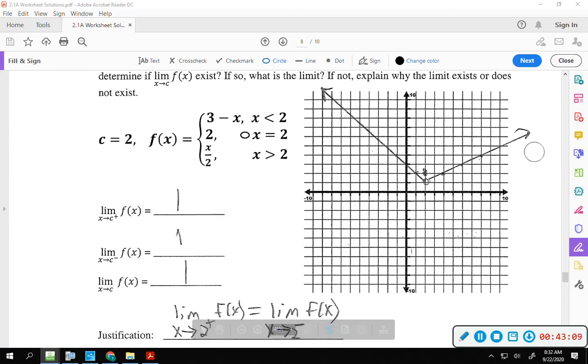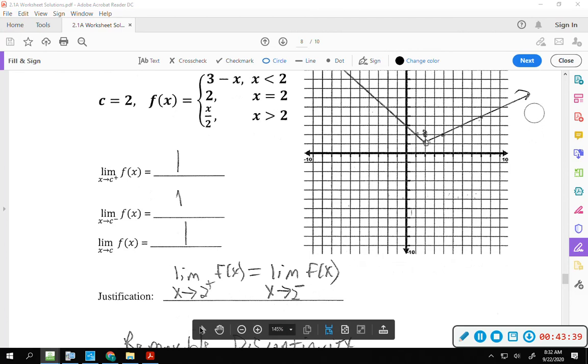We don't care what the value of the function is when we're finding the value of the limit. We care what the value of the function is when we're trying to determine continuity. This is still called a removable discontinuity, anytime that the left-hand limit equals the right-hand limit, but that point has been removed. Even if it's removed and placed somewhere else, it's called a removable discontinuity.